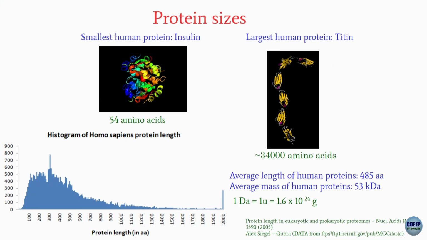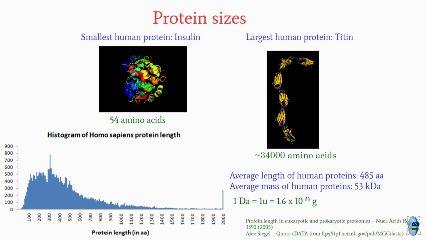So just to give you an idea, when I say that there are so many proteins in the body, these proteins have a huge range of sizes as well. For example, the smallest human protein is insulin, which is only 54 amino acids, and this is the structure of the insulin. The largest human protein is titin, which is 34,000 amino acids, and that is the protein in your muscles. This is what allows your muscles to expand and contract.